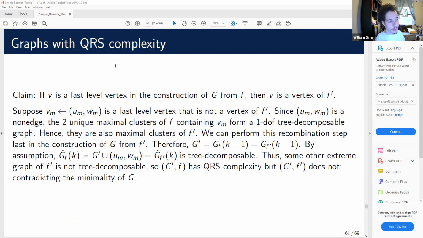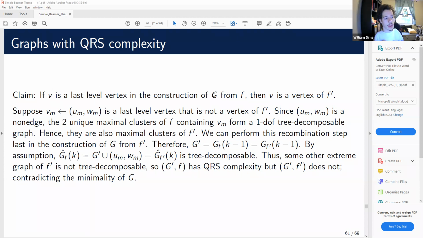Now, here is an important property that's going to be true if everything we've assumed so far is true. If V is a last level vertex, so it's one of the last ones added, and nothing depends on the vertex V. The vertex V has clusters T1 and T2 when it's added, and nothing is built off of T1 and T2. Okay, so that means that V is a last level vertex.